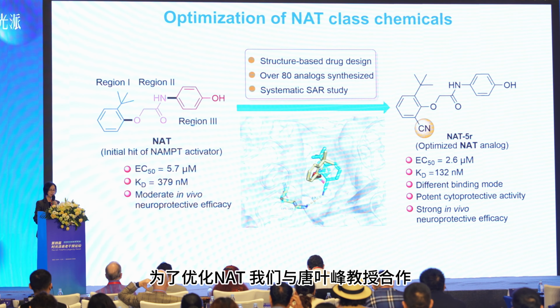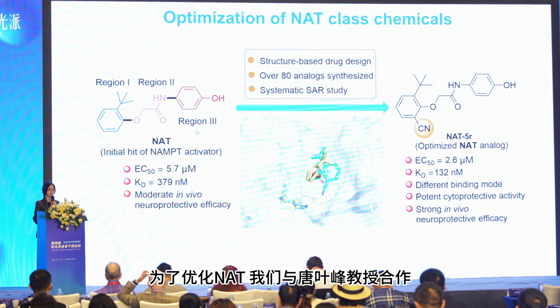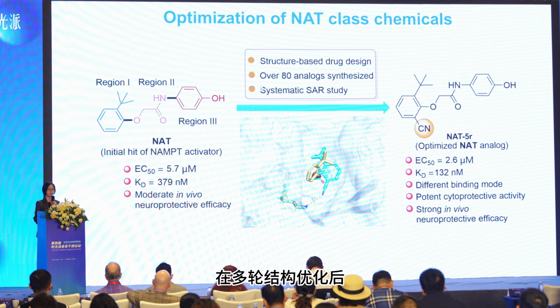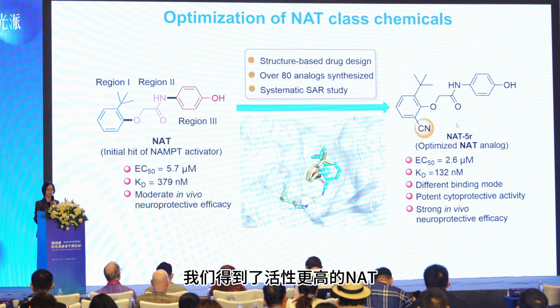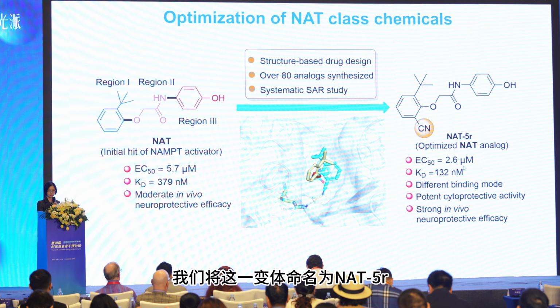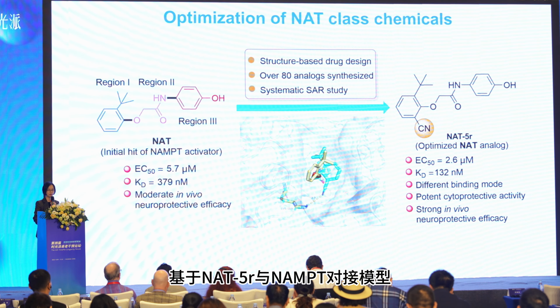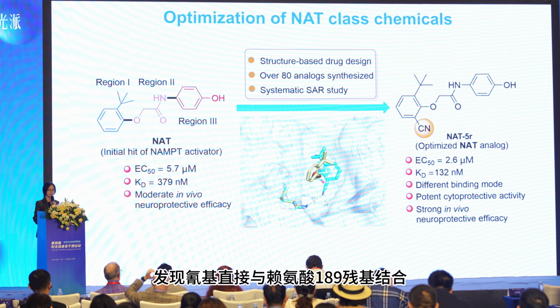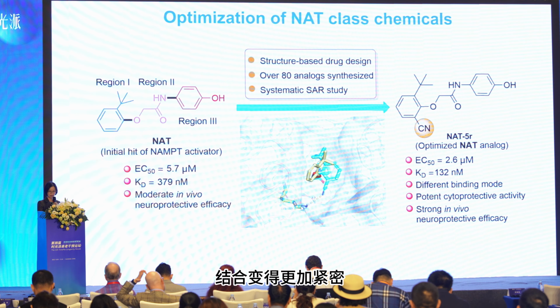To improve the NAD chemicals, we collaborated with Professor Tang Feng to optimize NAD. After many rounds of structure optimization, we got a more active one in both binding activity and enzyme activation activity. We call this variant NAD5R. Based on the docking model of NAD5R with NAMPT, we see that this cyano group directly binds to the lysine 189 residue, making the binding more tight.